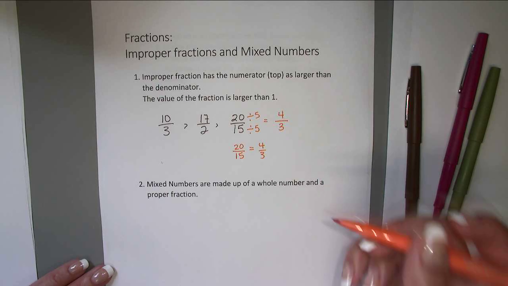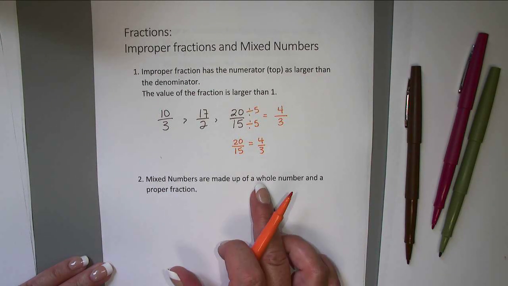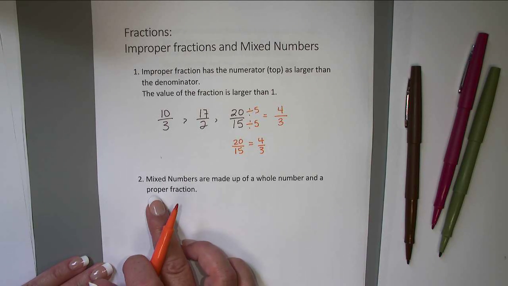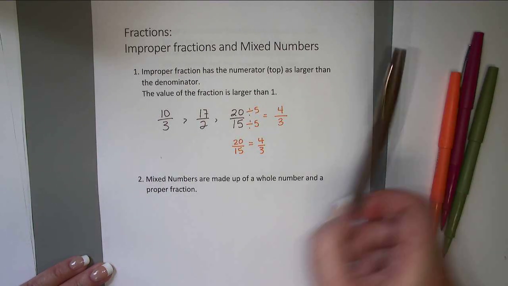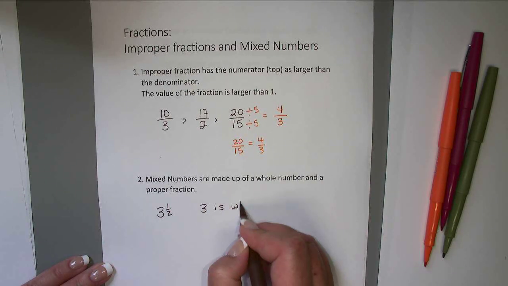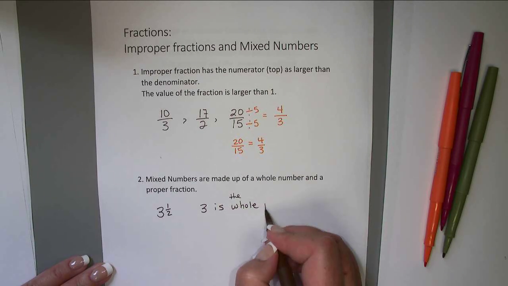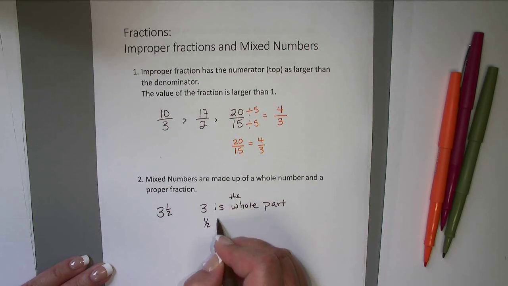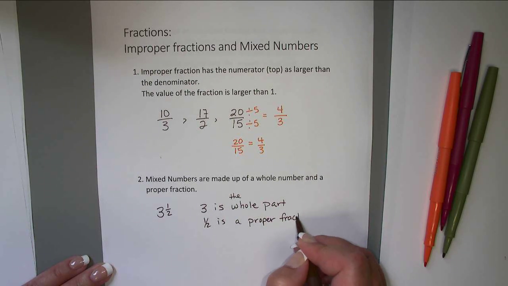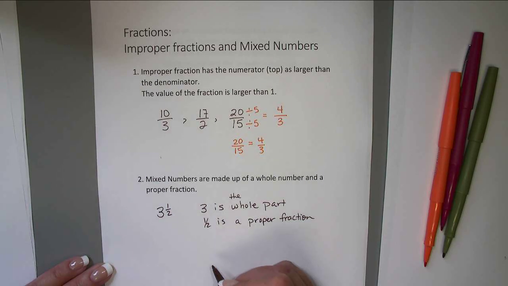to the same thing. Mixed numbers, however, are made up of a whole number and a proper fraction. Now, a proper fraction has the numerator smaller than the denominator. So, for example, 3 and 1/2: 3 is called the whole part, and 1/2 is a proper fraction, having the numerator, the top of the fraction, smaller than the bottom. So that's less than 1. 3 and 1/2, you can also write it as 3 plus 1/2.